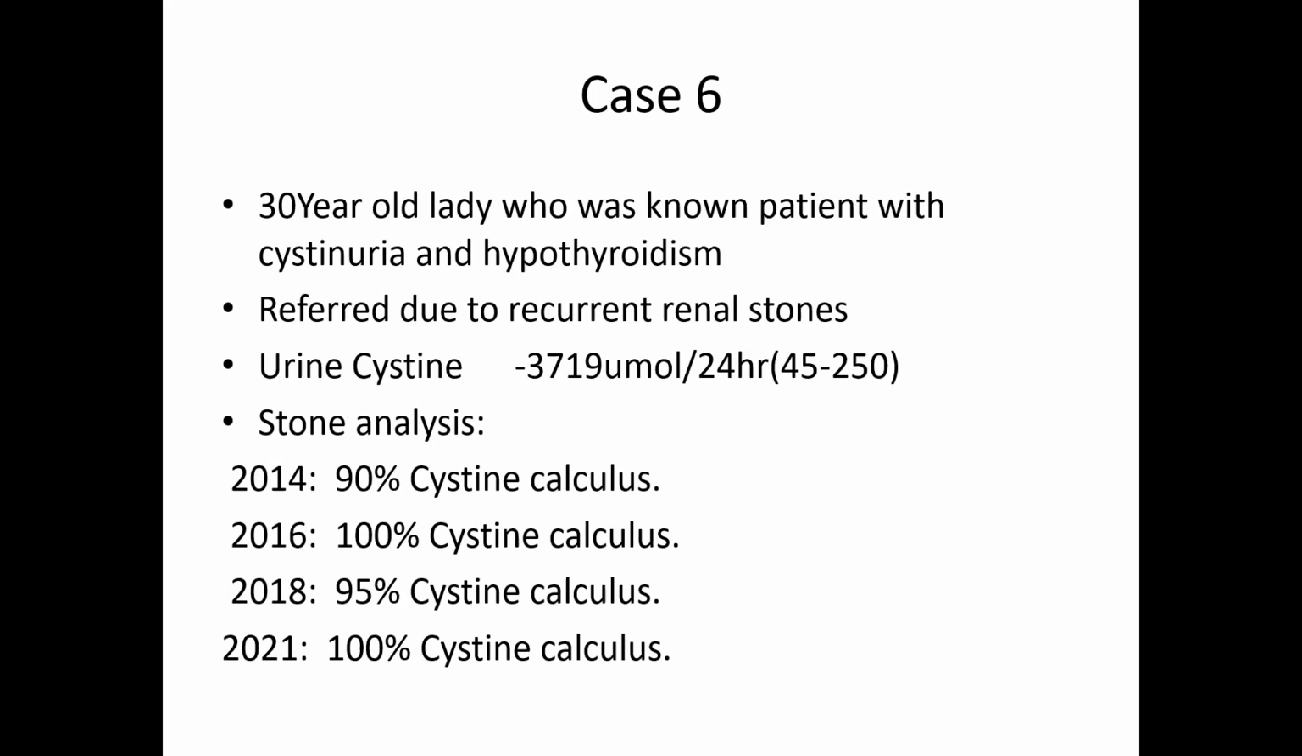My sixth patient was a 30-year-old lady, a known patient with cystinuria and hypothyroidism, referred to us to identify the cause of recurrent renal stones and manage the patient. Urine cystine was very high, 3,719, with a normal range between 45 and 150. The stone analysis confirmed a cystine calculus.